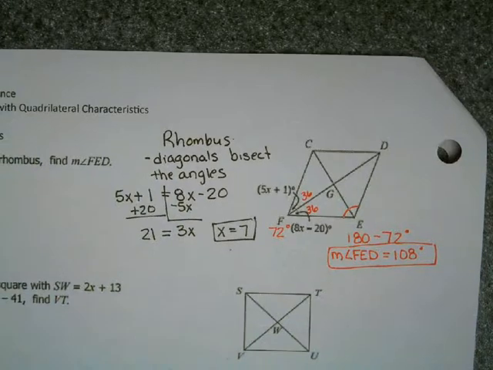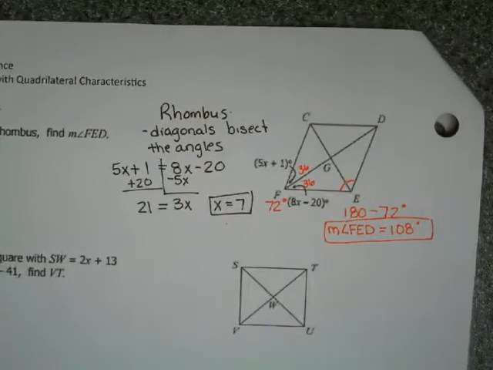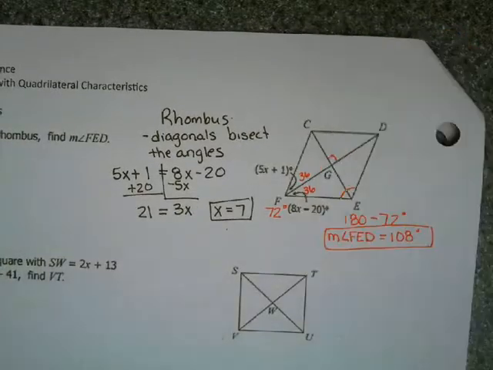So knowing that these are equal, knowing that consecutive angles add up to 180, that is how I would find that one. Alright, the next one is related to squares. Another thing to remember in a rhombus, I didn't use it on this one, but that the diagonals are perpendicular. Sometimes that helps on your rhombus questions if you're trying to find some angles.